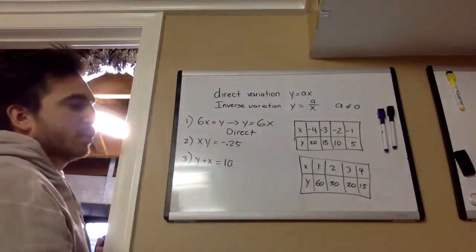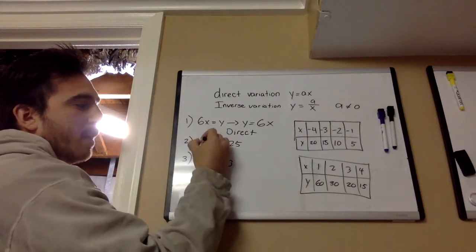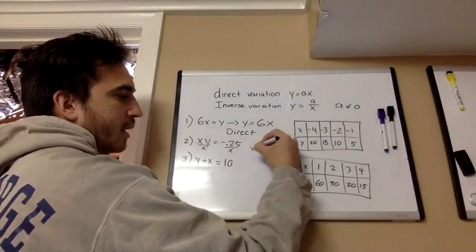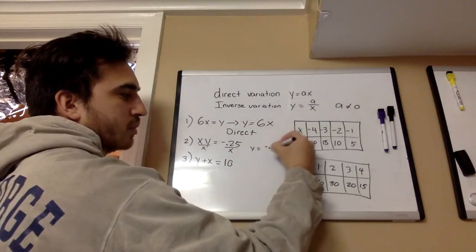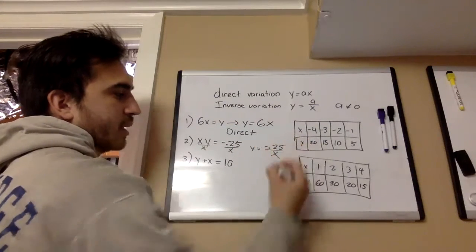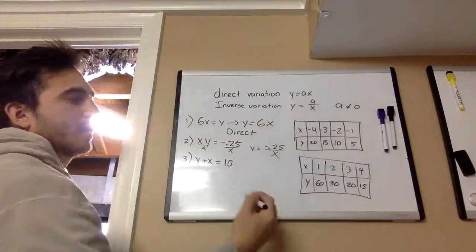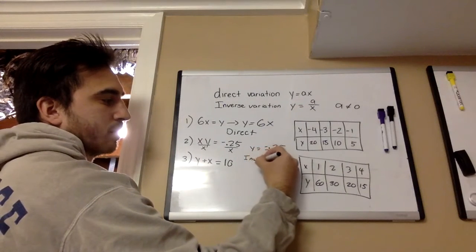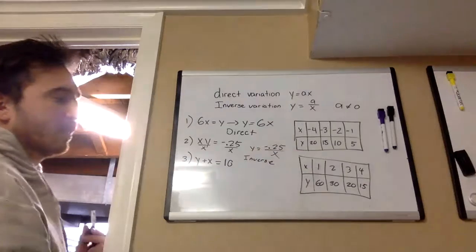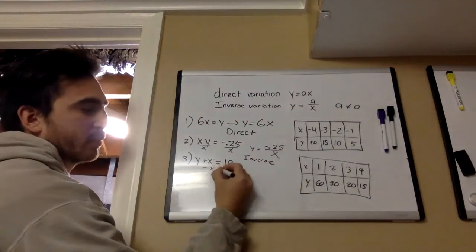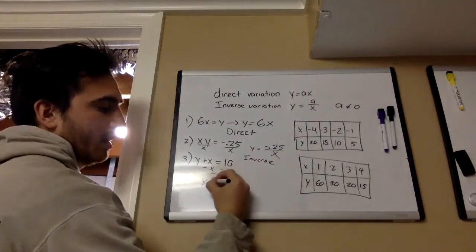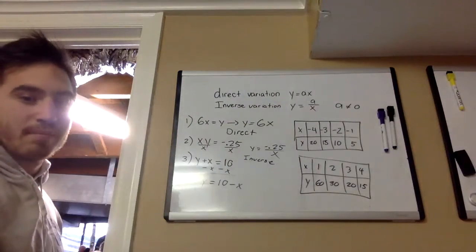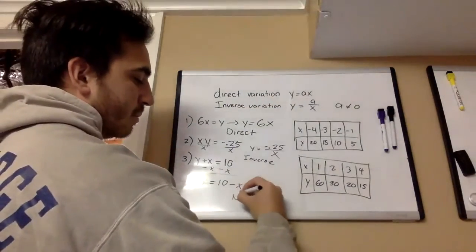Now for this one, number 2, to solve for y, we have to divide by x on both sides. So you're going to end up getting y is equal to negative 0.25 over x. Since when I solve for y, it looks like this, number 2 would be inverse. And now for the last one, if I solve for y, subtract x from both sides, you get y equals 10 minus x. It does not look like either of them, so this one would be neither.